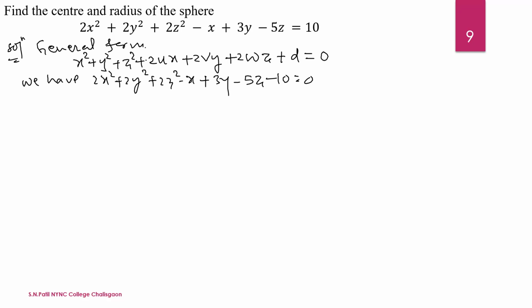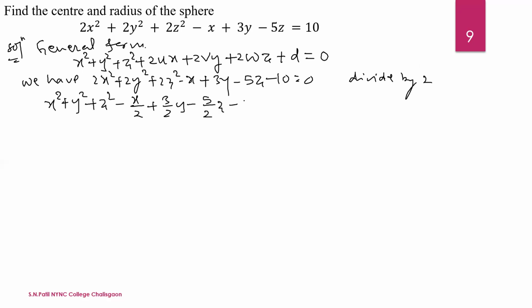In the general form, the coefficient of x square, y square, z square is 1. So here remove this 2 so that we get 1. So divide throughout by 2, that is x square plus y square plus z square, minus x upon 2 plus 3 upon 2 y minus 5 upon 2 z minus 5 is equal to 0. So equation 1 and equation 2. Now equate equation 1 and 2 and identify the value of u.